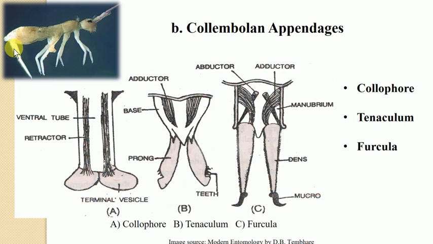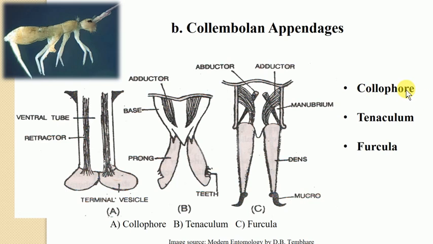Then next one is a furcula. So here at the end of the abdominal segment you can see, this is a furcula which gives a spring-like mechanism to that insect, and hence they are commonly referred to as springtails. And another structure which is known as the tenaculum, which is also present on the proximal abdominal segment from the ventral side, which engages that furcula for the springing mechanism. So let's see one by one. First of all, the collophore.